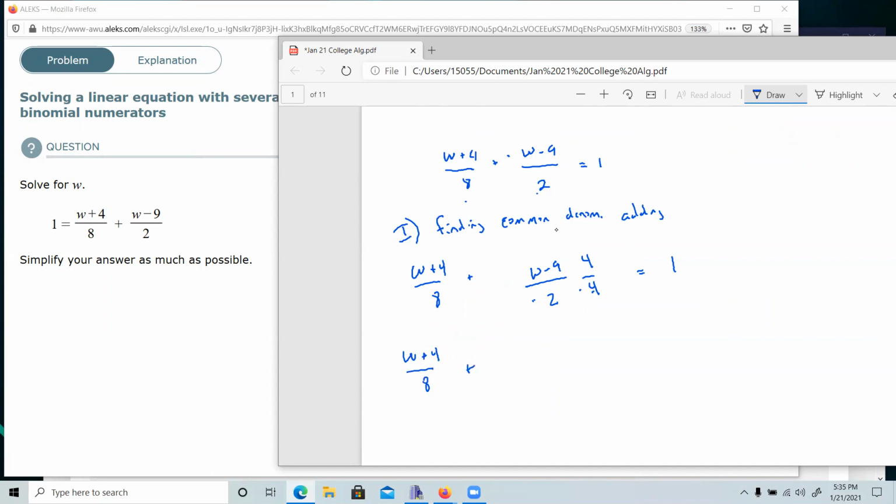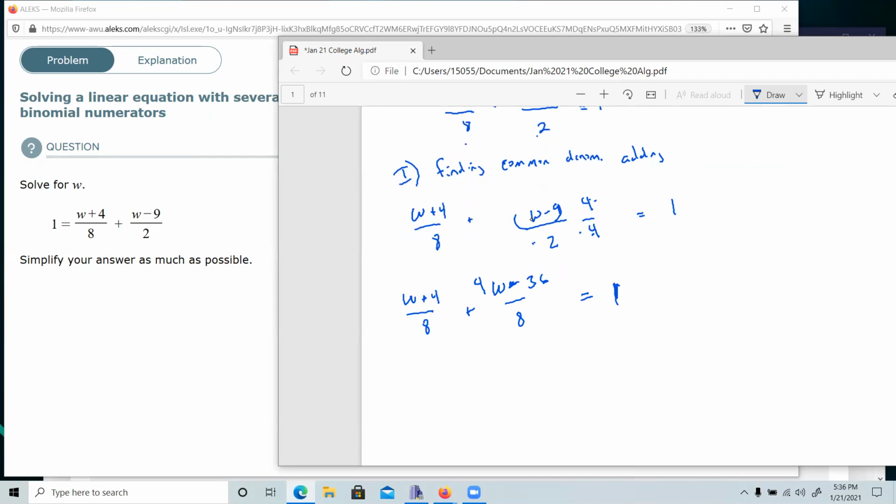Now this bottom part is going to be an 8. But this top part, we got to distribute this top part. So that's going to be a 4W. And then 9 times 4, that's going to be a minus 36. Okay, so we have 4w minus 36. We're just going to leave this alone as a 1. Okay. So now they have common denominators. We can add these. So we have 4w's plus 1w. That would be 5w. We have a negative 36 plus 4, right? That's going to be a minus 32. And this is all over 8.